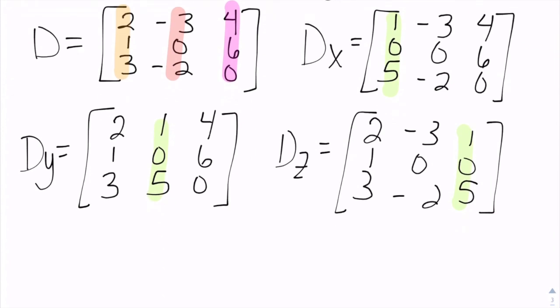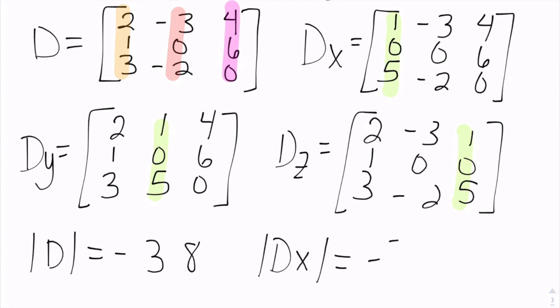Now we want to find the determinant of each of these, and so you can refer to finding the determinant of a 3 by 3 matrix by hand, or you could calculate the determinant of each of these in the calculator. So either way that you do this, you should get the determinant of matrix D is equal to negative 38. The determinant of D sub x is equal to negative 78. The determinant of D sub y is equal to negative 22, and the determinant of D sub z is equal to 13.